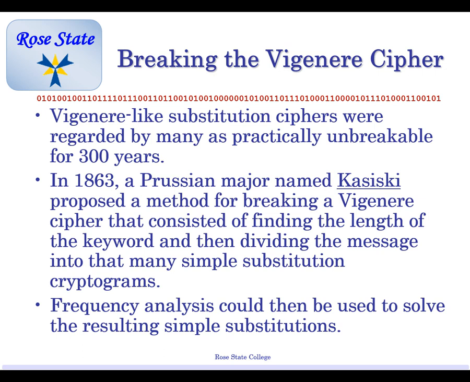Nowadays, they break something in minutes, but we have computers. But this was broken in 1863 by a Prussian major. His name was Kasiski. Does everybody know that name? Positively. So when you see a wrong spelling on the test, you're going to say, that's wrong. It's Kasiski. Don't say I didn't know it was on the test.